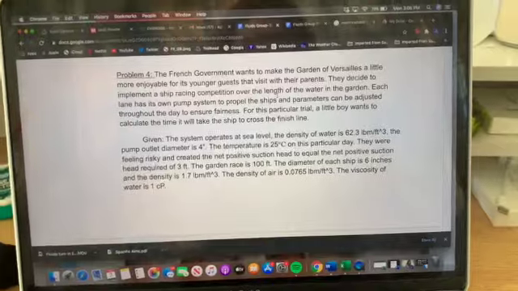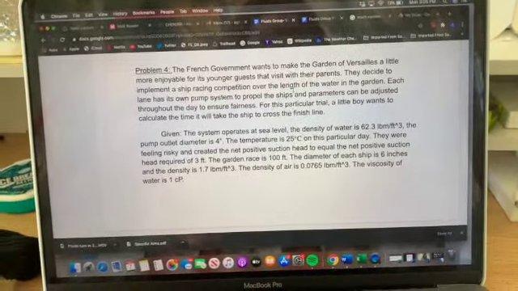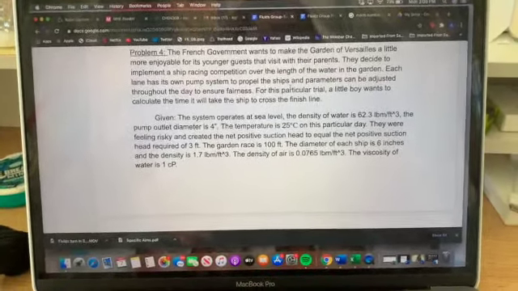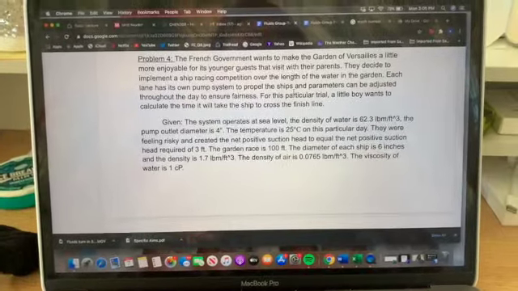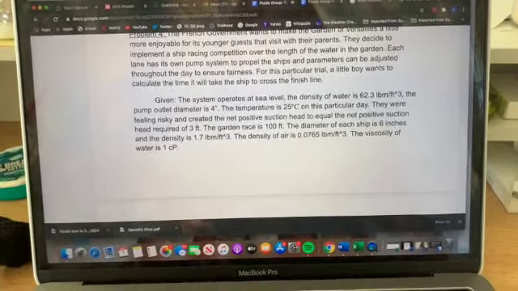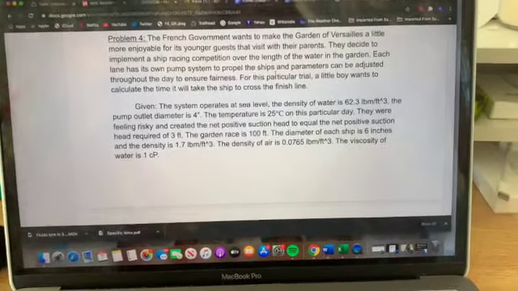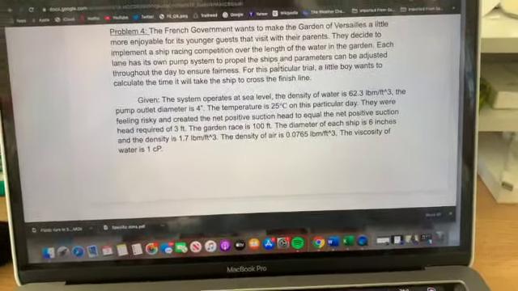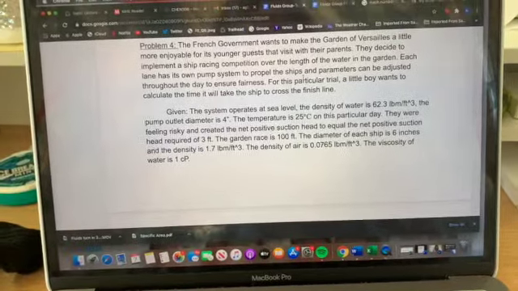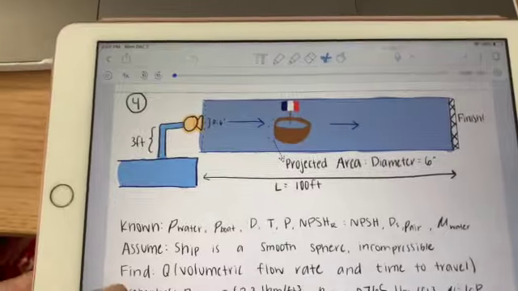Alright, so for problem 4, same Garden of Versailles theme. They want to make the Garden of Versailles more exciting, and they want to do ship racing. So this little kid wants to figure out how long it's going to take to get across the race and to find the volumetric flow rate of this water. So we're going to go down here. We have a picture, made a little more simplified.